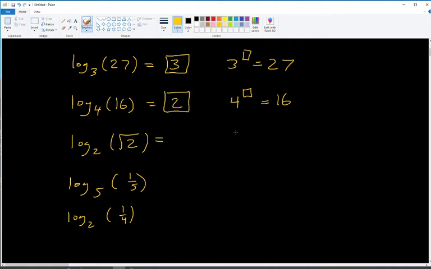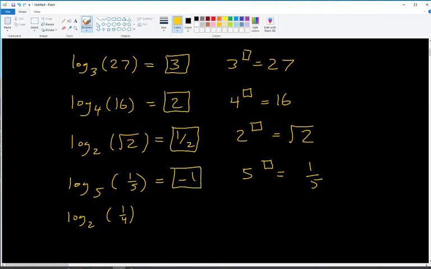For this one, we got log base 2, so 2 to what power is the same thing as square root of 2? If you guys remember, half power is the same thing as square root, so 2 to the half power is the same as square root of 2. Here we get 5 to what power is 1 over 5? That will be a negative 1, because 5 to the negative first power will be 1 over 5 to the positive first power down below.